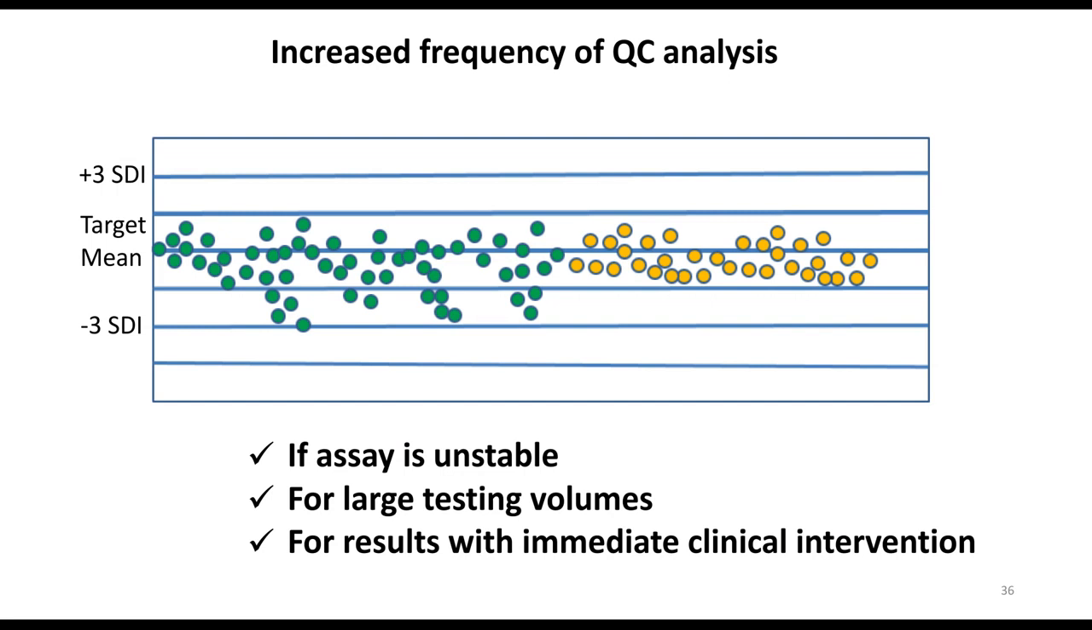Increasing the frequency of QC analysis should be considered if the assay is unstable, like the one shown in the graph. This assay is experiencing rapid calibration drift. Therefore, we would want to analyze QC more frequently to catch when this happens sooner and implement preventive action, like shortening the time between assay calibrations.